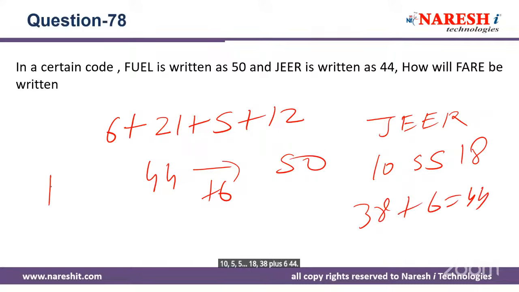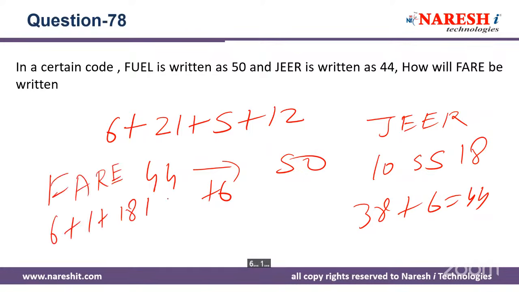So similarly, we have to find it for FARE. F is 6, A is 1, R is 18, E is 5, total 30. The answer becomes 36.